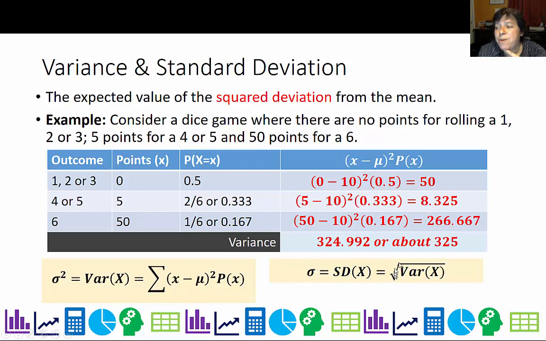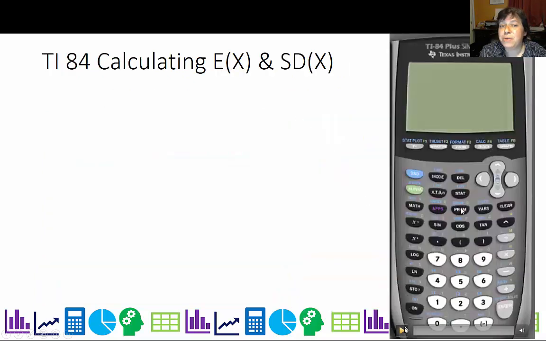Now remember, sigma is the standard deviation of x, and this stands for population, this is for sample, and we find that by taking the square root of variance of x. And in this case, our sigma is roughly 18.03. Now, of course, the amazing thing is the calculators are really good at doing this.